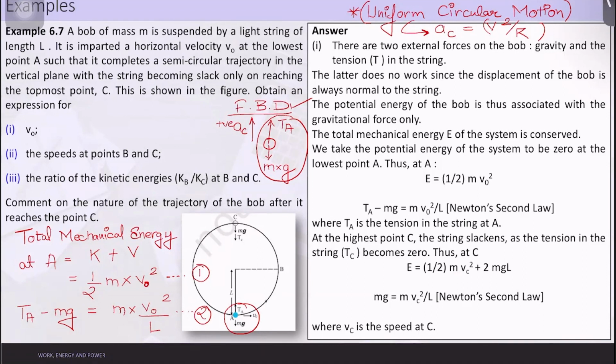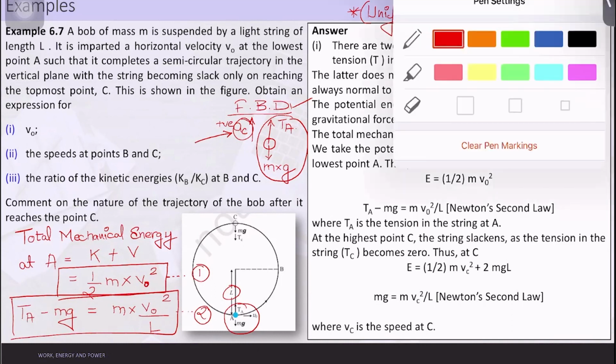What is its value? Its value is equal to a_c, called the centripetal acceleration, which is equal to v square by R. So here the acceleration is towards the center. So then what can we write? We can write T_A minus mg, because mg is in the opposite direction, is equal to m into acceleration. What is the acceleration value? It's v square by r. What is r here? R is L. So this is the first equation which we got, and this is the second equation which we got. Fine. So till now we have these two equations.